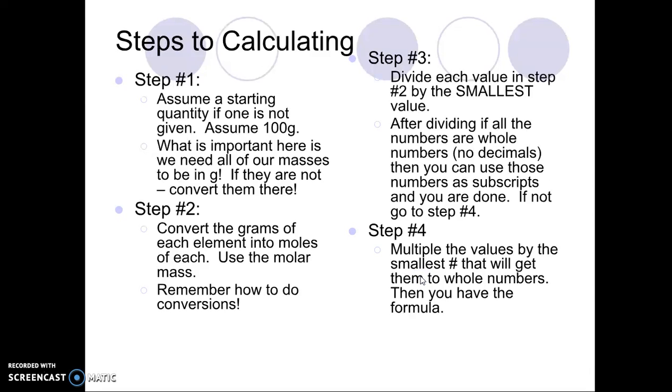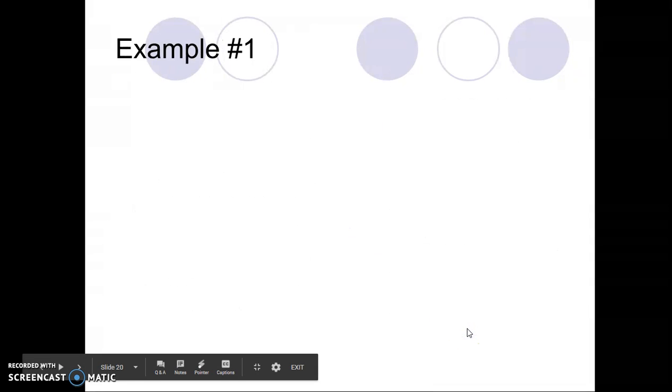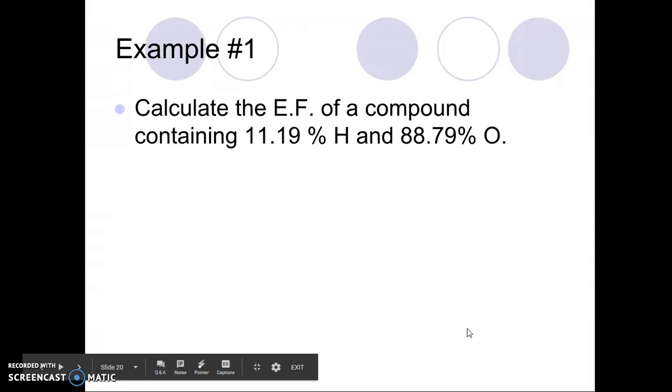And step 4 is where you're then going to multiply those values by the smallest number that will get them to a whole number. So 1.5 you would times by 2 to get it to 3. And if you multiply that one, you have to multiply all the others. So let's go through an example really quick.